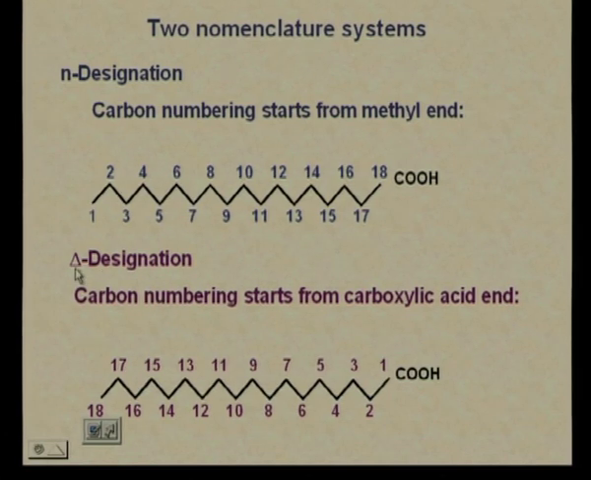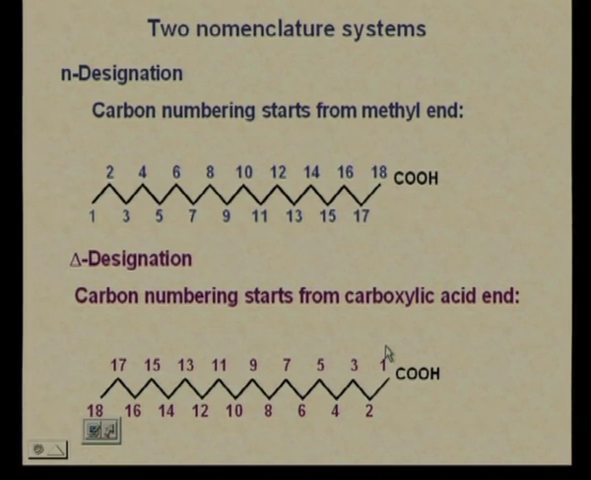For the delta designation, the numbering begins from the carboxylic acid end, and it is this designation that we will be using, the delta designation. So, if you are to write the structure of any particular fatty acid, there will be a specific nomenclature that you will follow, and that nomenclature will be the delta designation, where the numbering will begin from the carboxylic acid end, not the N designation. Now, how does this help us?